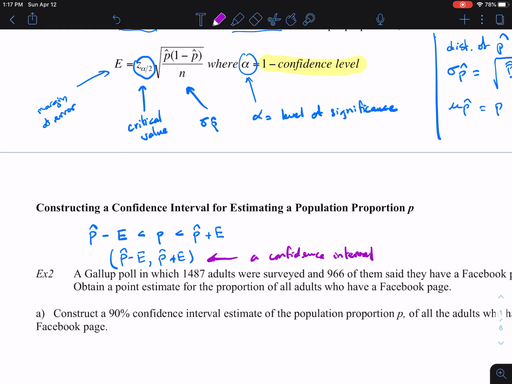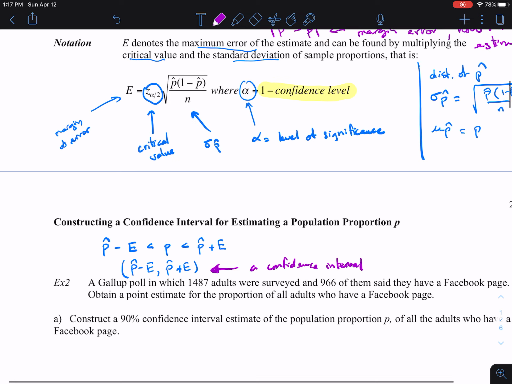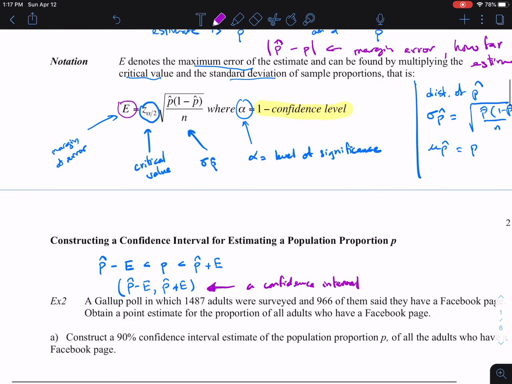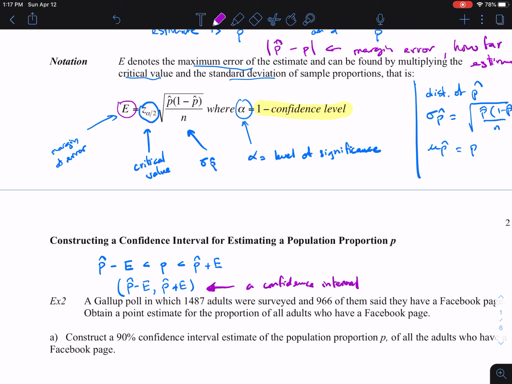Okay, so this consists of all the values between p hat minus E and p hat plus E, so the p-value could be in there. What confidence level do we think that p is in there? 90%, 95%, whatever we're looking at. That's usually given first, and then we go ahead and find E, and from there we just add and subtract from the p hat.